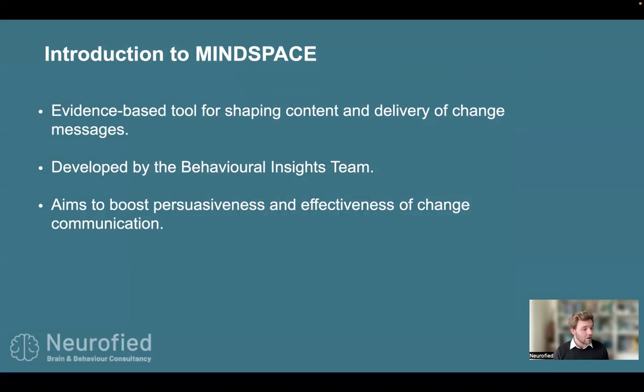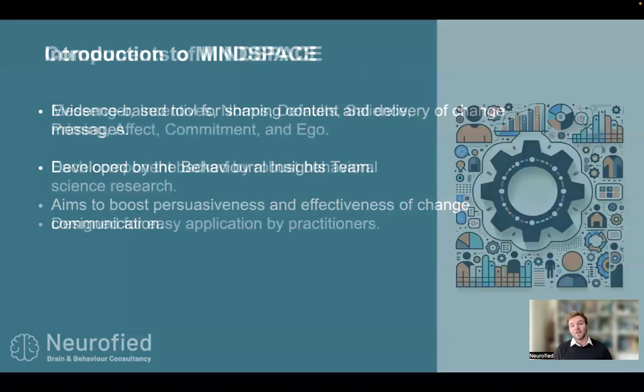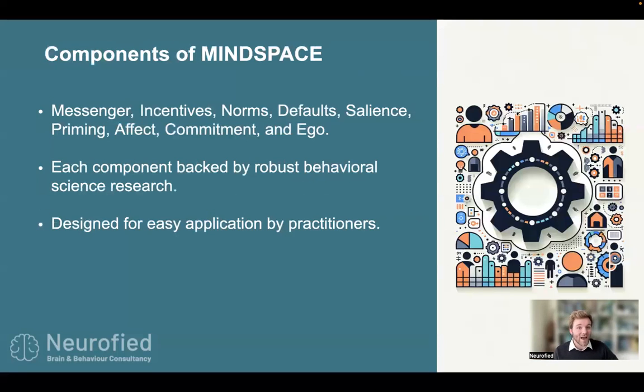And there is a very strong scientific substantiation for this tool. It is pretty much a lot of the most powerful techniques when it comes down to influence and persuasion, put into one easy-to-use framework to optimize communication and to become better at communicating changes. So it consists of 9 dimensions. It's actually an acronym standing for messenger, incentives, norms, defaults, salience, priming, affect, commitment, and ego.